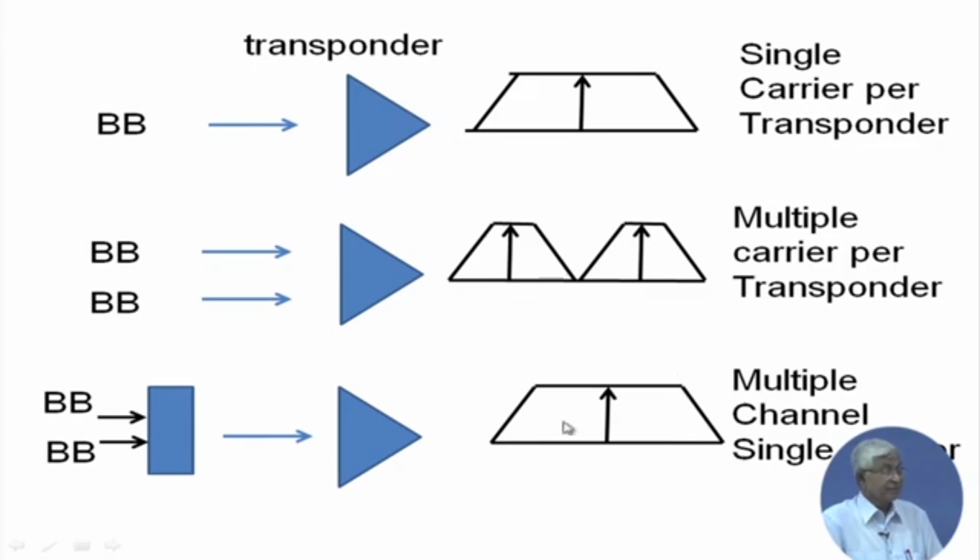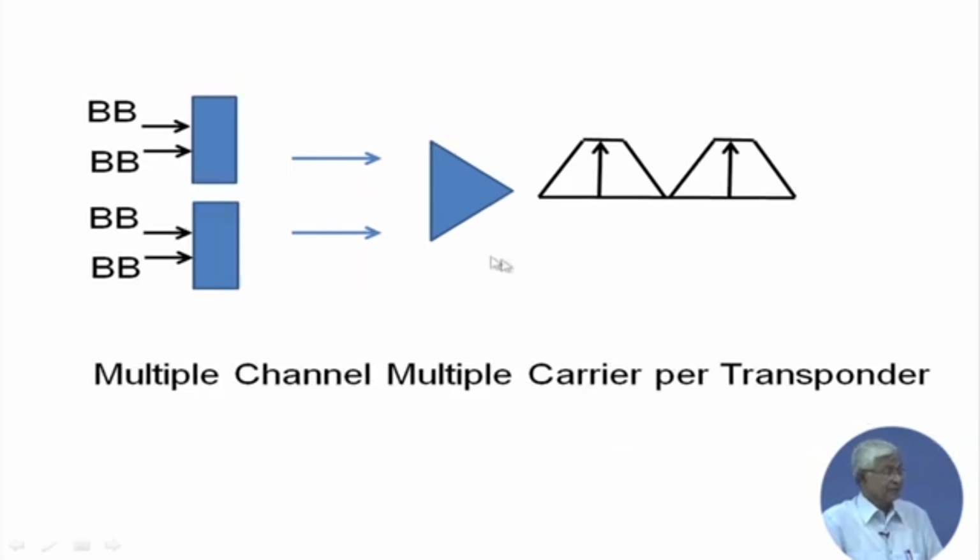It is possible that multiple channel in multiple carrier is also there. So, there could be two carriers, two separate operators sharing one transponder, and each of them is transmitting a multiplexed signal, could be TV or voice or sound or anything. So, in this case the transponder is carrying two carriers, and both the carriers are multiplexed. So, it is multiple channel, multiple carrier per transponder. There is some form of definitions.